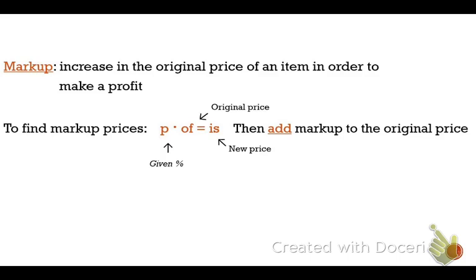Now let's think about them. At Walmart, they don't just have the cost of purchasing those bikes. They also have to pay an electric bill. They have to make sure that they can pay their employees. So they have some overhead costs that they have to make a profit on.